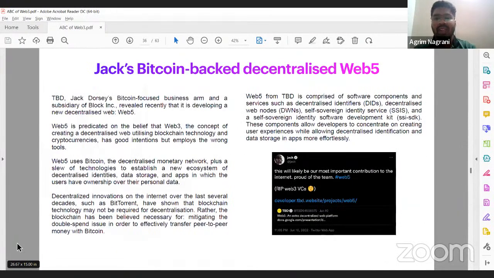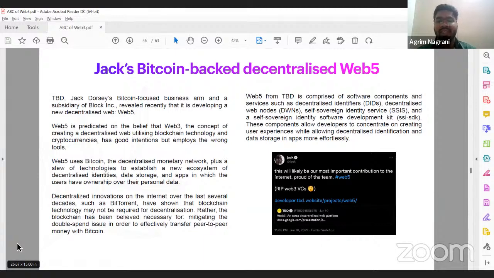Now, as we all know, Jack Dorsey, the founder of Twitter, is creating his own Web5. So what exactly is Web5? He is creating a Web5 space similar to Web3, but completely different, which involves a decentralized monetary network as well as a slew of technologies to establish a whole new ecosystem of decentralized identities and data storage. So the main objective of this Web5 is to have data storage as well as decentralized identities. For this purpose, Jack Dorsey is also creating his own metaverse called Web5.